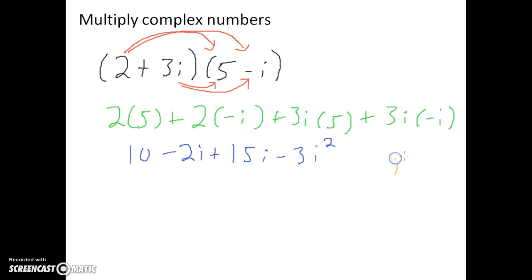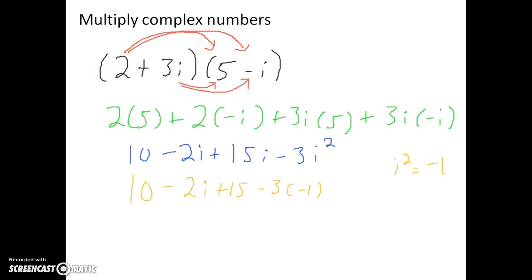So i squared is equal to negative 1, because it's the square root of negative 1 times the square root of negative 1, which is just negative 1. So we can rewrite all of this, but that i squared is negative 1.